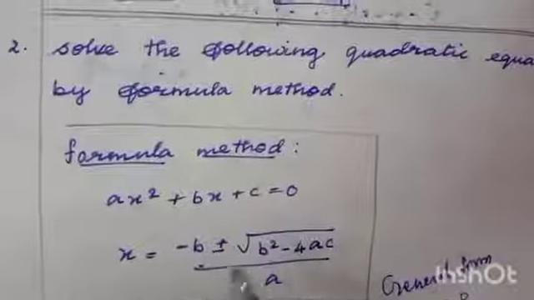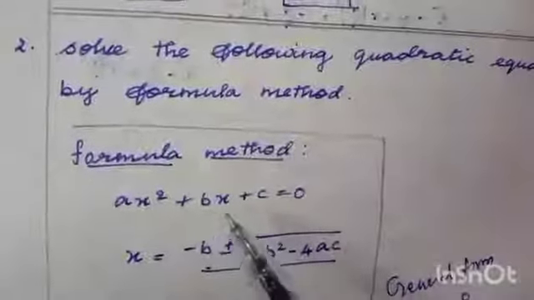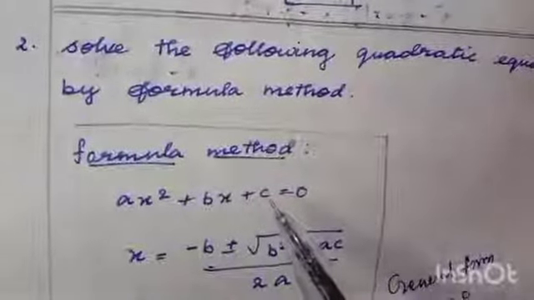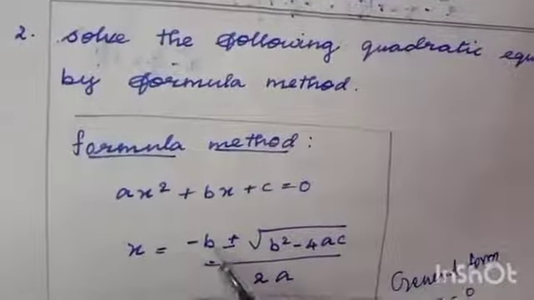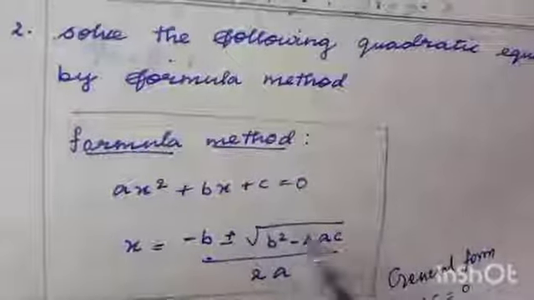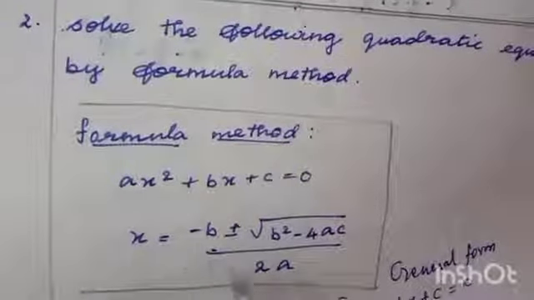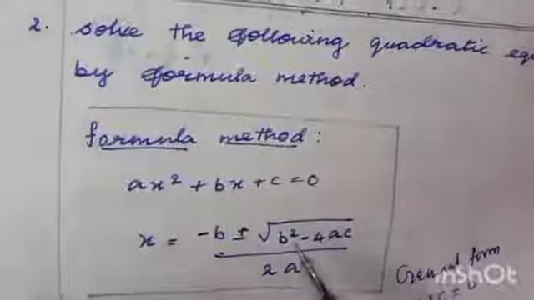For this formula method, first you have to write the formula. It is the general form of the quadratic equation: ax square plus bx plus c equal to 0. The formula: x is equal to minus b plus or minus square root of b square minus 4ac, whole divided by 2a. This is the formula.